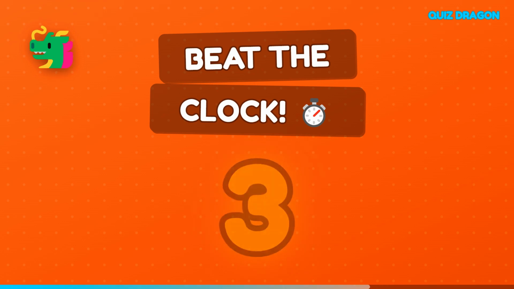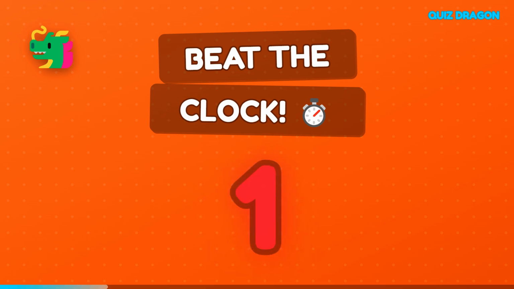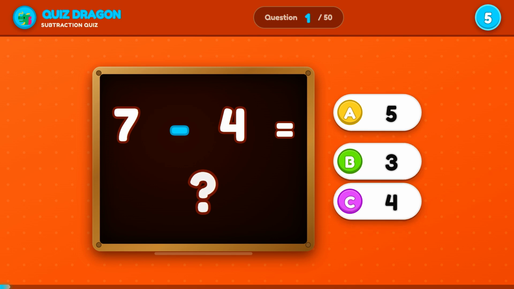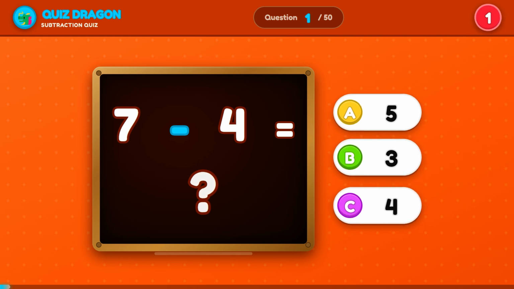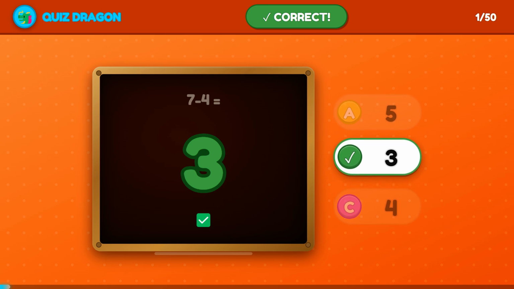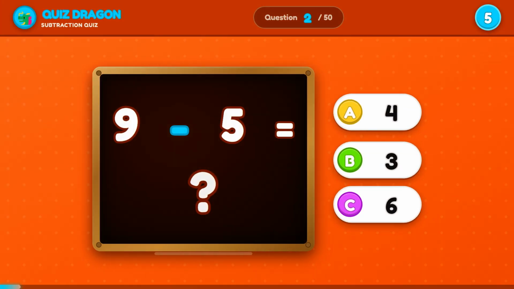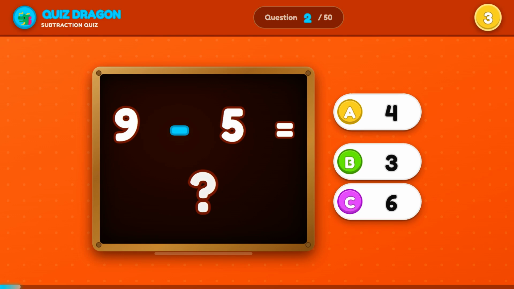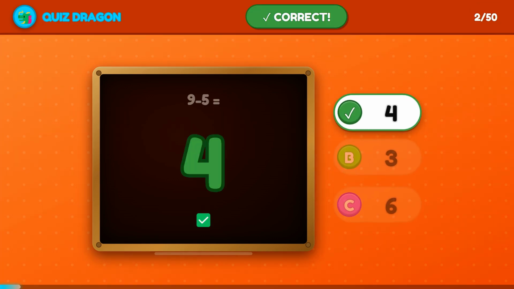Beat the clock. Starting now. Question 1. What is 7 minus 4? The correct answer is B, 3. Question 2. What is 9 minus 5? The correct answer is A, 4.